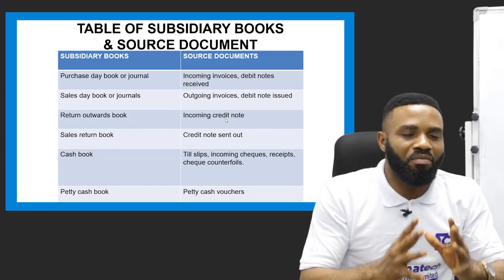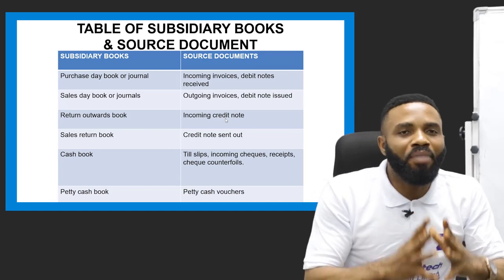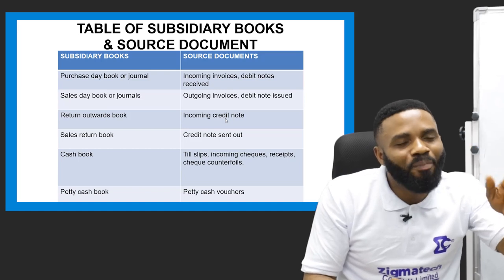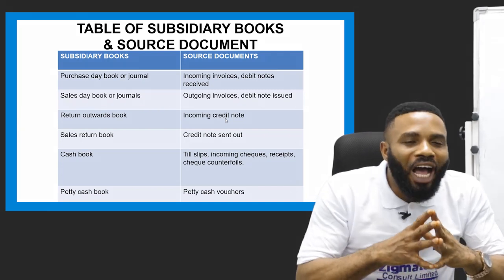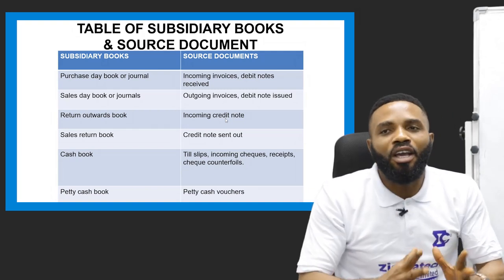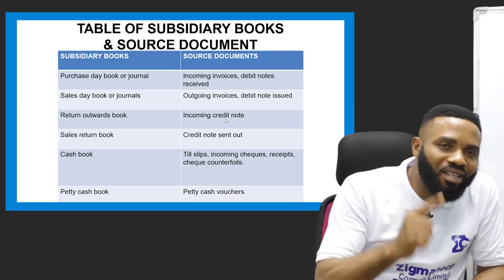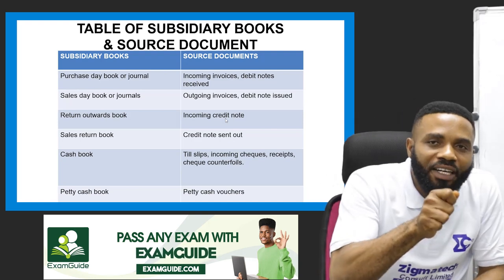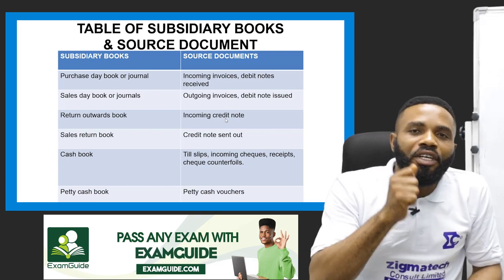If I return a bag of cement to the shop where I bought 10 bags of cement from, let me assume 10 bags of cement cost 10,000. Once I return one back, that 1,000 naira should be given back to me. Sometimes when you return, the supplier may not have the cash. But what will actually sustain that claim is what we call the incoming credit note. So the incoming credit note is going to sustain the claim that you are entitled to 1,000 naira when the supplier is ready to pay you. As long as they give you that credit note, you can rest assured that your 1,000 naira is intact. So credit note goes with what? Return outwards book.